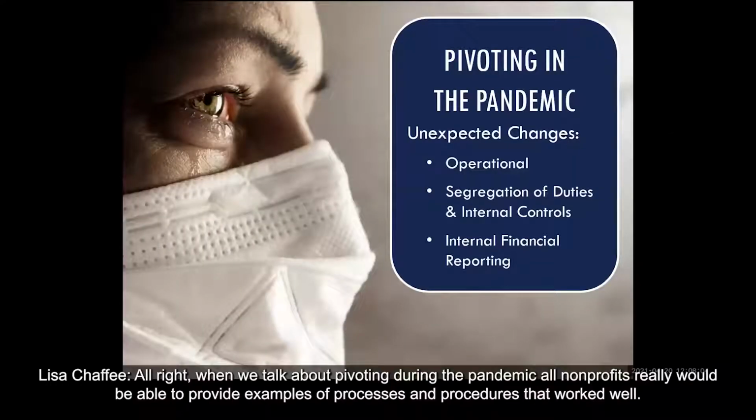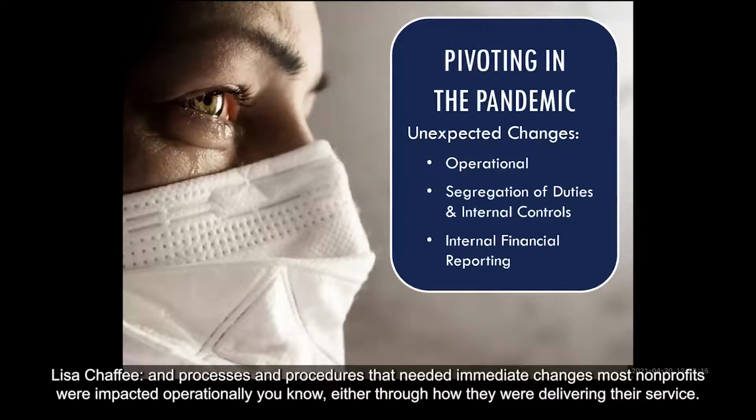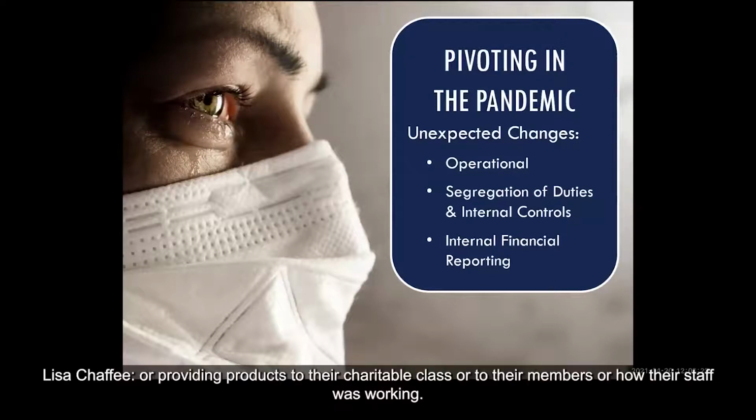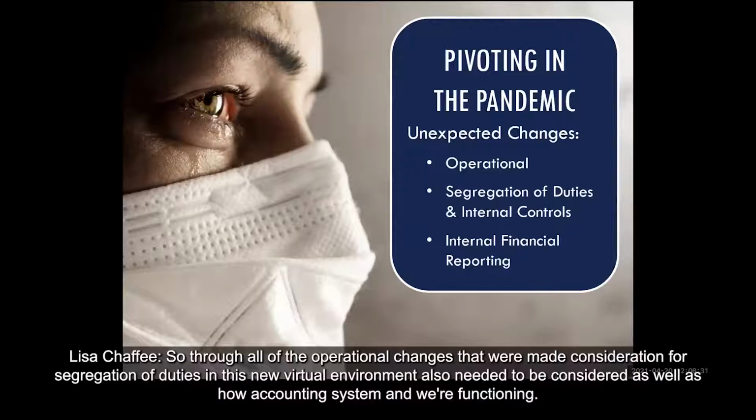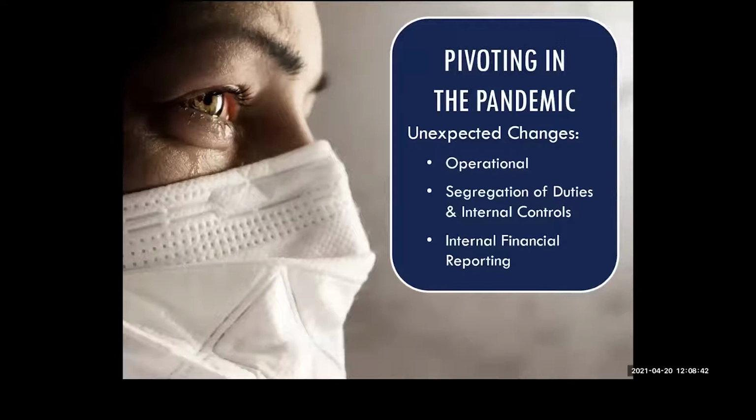All right. When we talk about pivoting during the pandemic, all nonprofits really would be able to provide examples of processes and procedures that worked well and processes and procedures that needed immediate changes. Most nonprofits were impacted operationally, either through how they were delivering their service or providing products to their charitable class or to their members, or how their staff was working. So through all of the operational changes that were made, consideration for segregation of duties in this new virtual environment also needed to be considered, as well as how accounting systems were functioning.